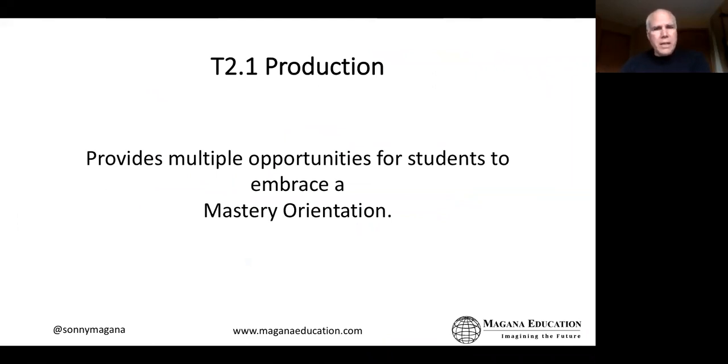And in production, that element provides students multiple opportunities to embrace what I call a mastery orientation, where learners set their own mastery goals for current learning content, track and monitor their effort, their progress, their affect, how they feel about it, and produce knowledge artifacts that represent what they know, what they can do, and make their thinking and learning visible to themselves, their teachers, and their classmates.